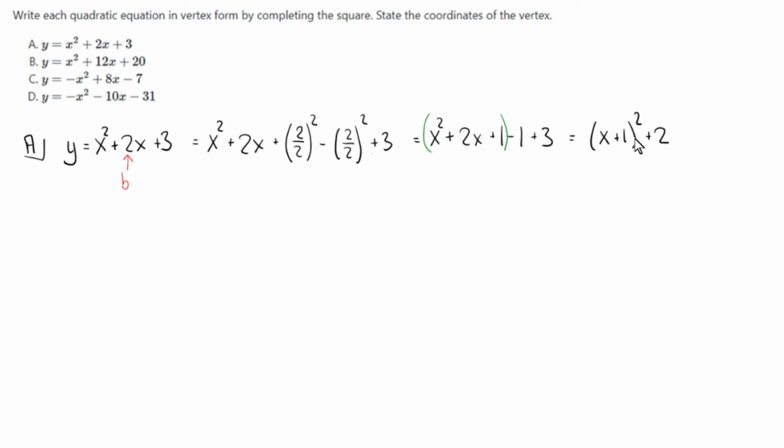So at this point, we now have this quadratic equation in vertex form, or also referred to as standard form. And now we're able to determine the vertex. The x-coordinate of the vertex is -1. The y-coordinate of the vertex is +2.